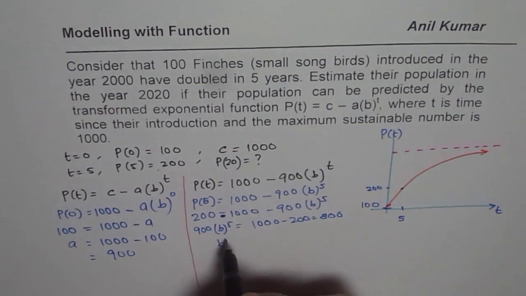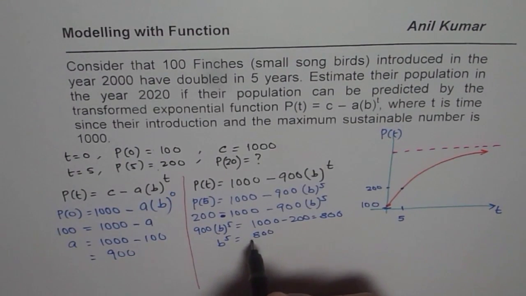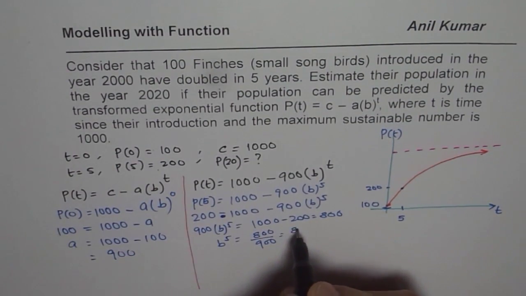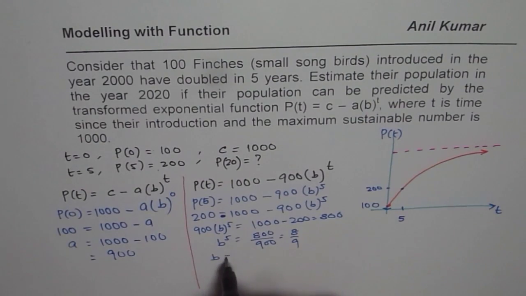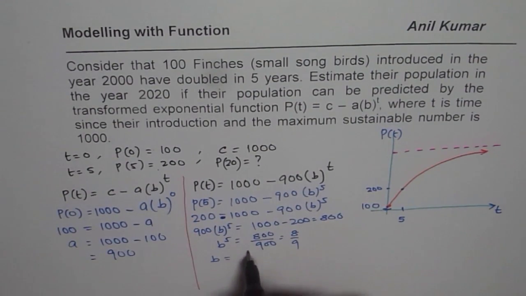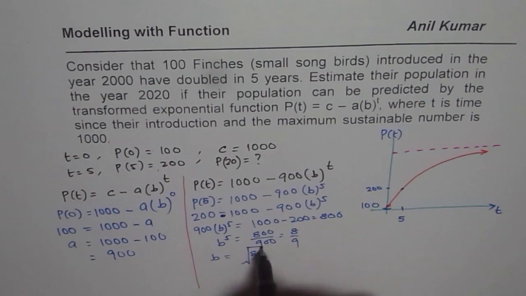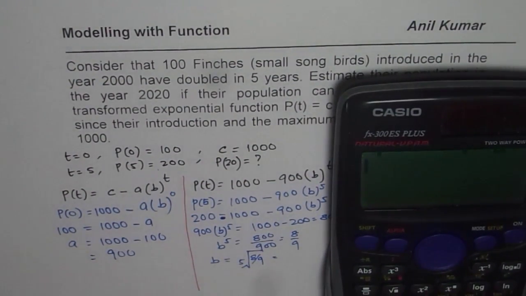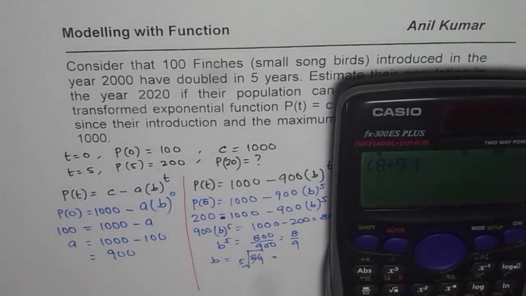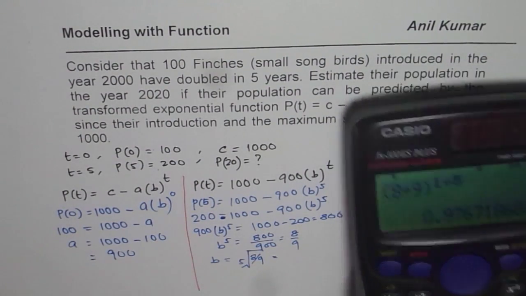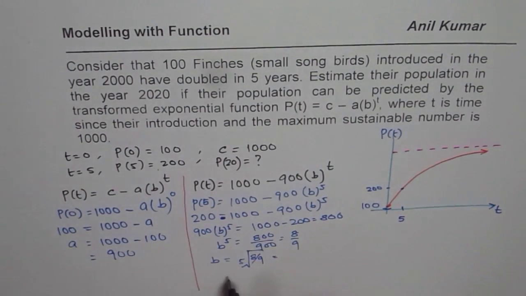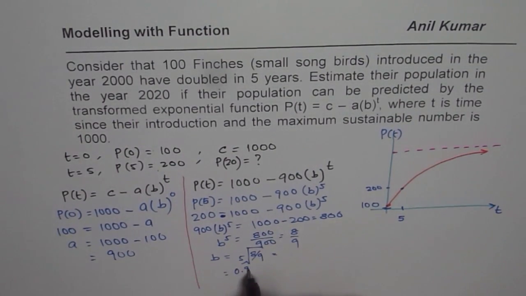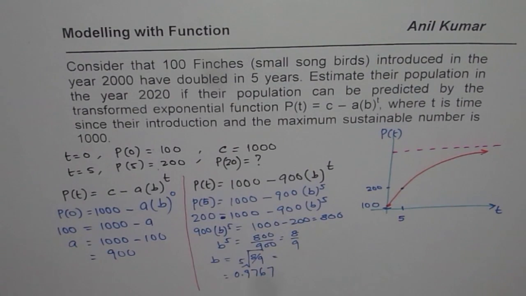So we get b to the power of 5 equals 800 divided by 900, which is 8 over 9, and b is equal to the fifth root of 8 over 9. So let's calculate this value. Within brackets 8 divided by 9 and exponent 1 divided by 5. This value is 0.9767. So we get the value of b.